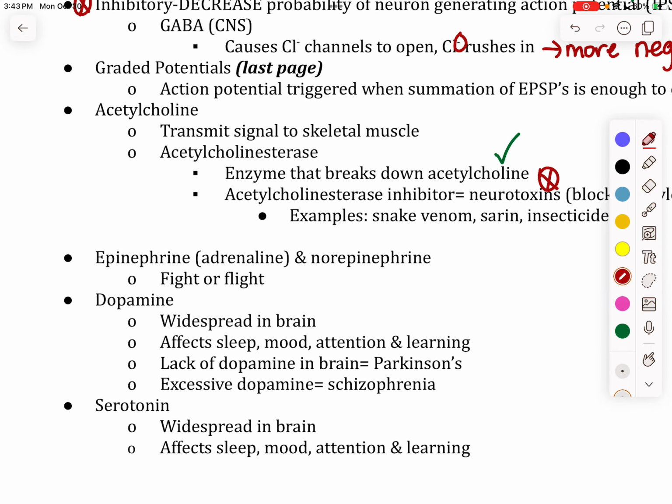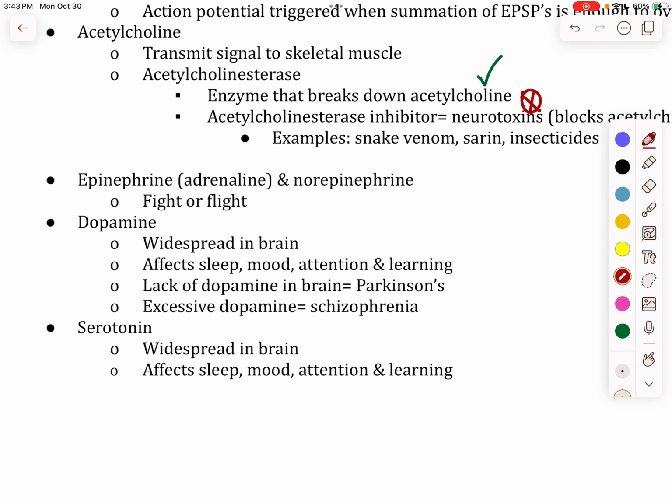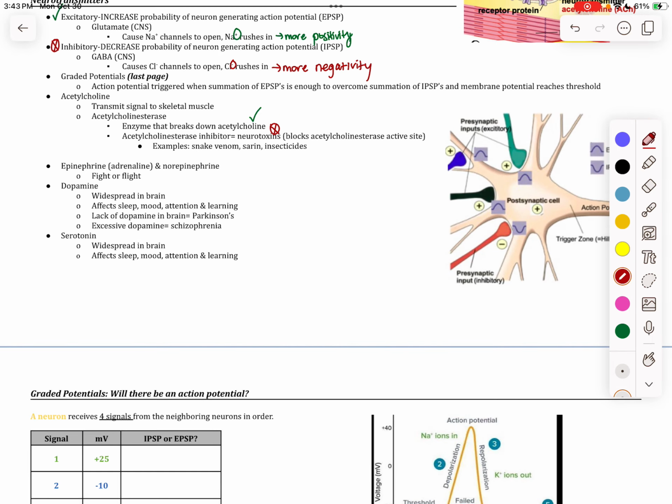Epinephrine and norepinephrine are also types of neurotransmitters that have to do with fight or flight. Dopamine affects your sleep, mood, and attention. A lack of dopamine in the brain has led to diseases such as Parkinson's. Excessive dopamine might lead to a schizophrenic patient. And serotonin is also widespread in the brain, just like dopamine, and it affects your sleep, mood, attention, and learning.